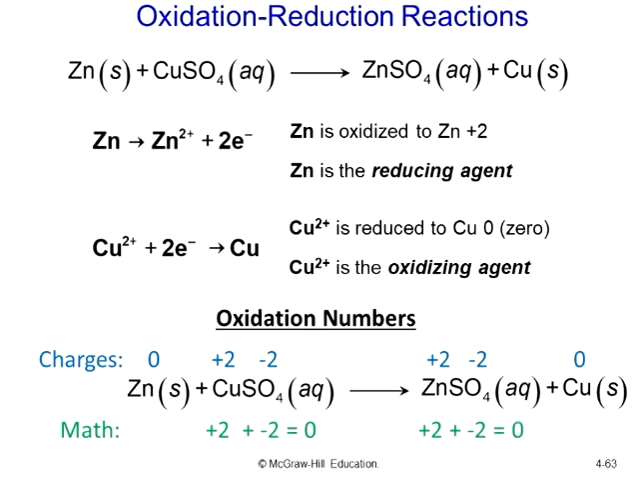Zinc is oxidized to +2, therefore zinc is the reducing agent. Copper was reduced to a 0 state, therefore copper +2 is the oxidizing agent. Be sure when you name the oxidizing or reducing agent that you tell the charge. That is very important. So it's not just zinc, it's zinc 0 that is the reducing agent. Copper +2 is the oxidizing agent.